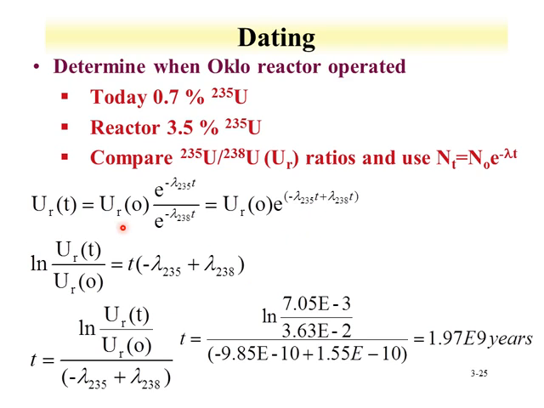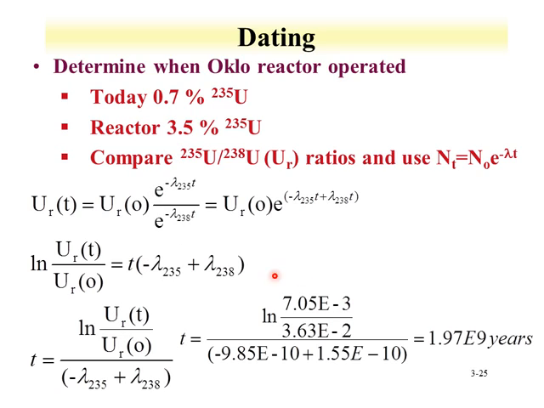We're doing that here. We get this equation where the time, the date that this occurred, is equal to this ratio of 235 to 238 today divided by the ratio of 235 to 238 initially. We're getting those factors from these percentages divided by just some differences between the decay constants. So it's a fairly straightforward reaction.